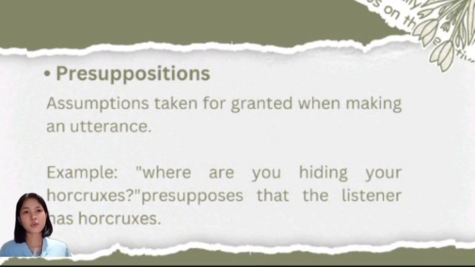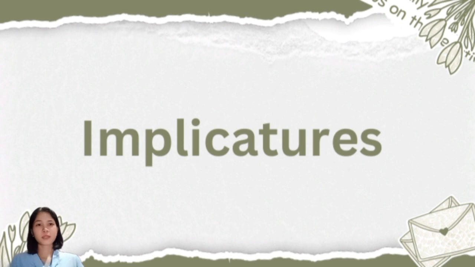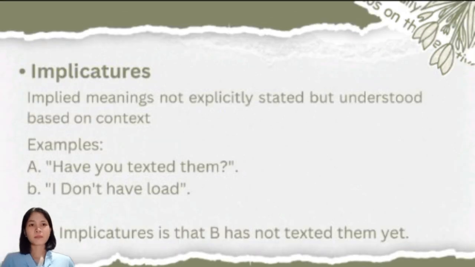Now let's move forward to the second one, which is implicature. What do you mean by implicature? Implicit, it's not explicit. So what is implicit? It is not directly stated, while explicit is directly stated. So I give you an example.